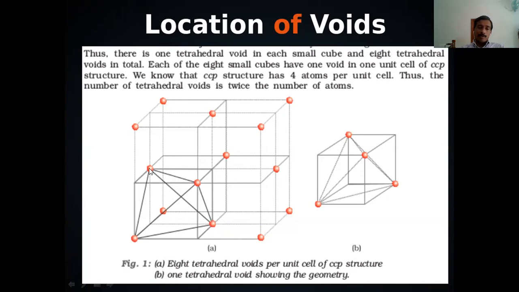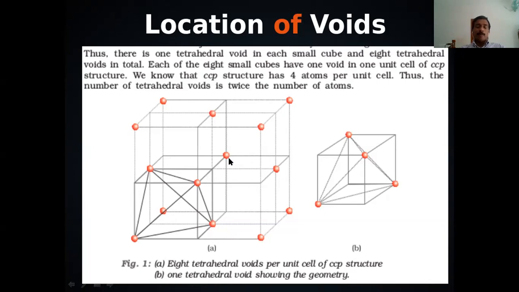Not this one, this one. 1, 2, 3, 4. 4 spheres are present. This sphere belongs to the cube behind this one, so you cannot count it. 1, 2, 3, 4. When you join the centers of these spheres, you get a tetrahedron, and that is a tetrahedral void. So from this figure, it is very clear there are 8 tetrahedral voids in FCC.